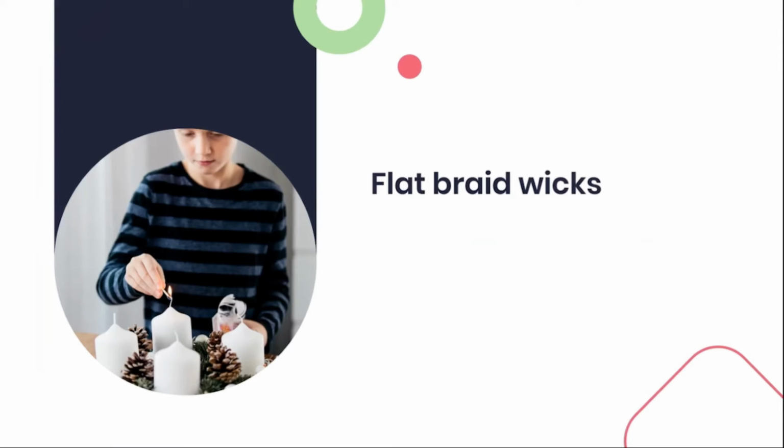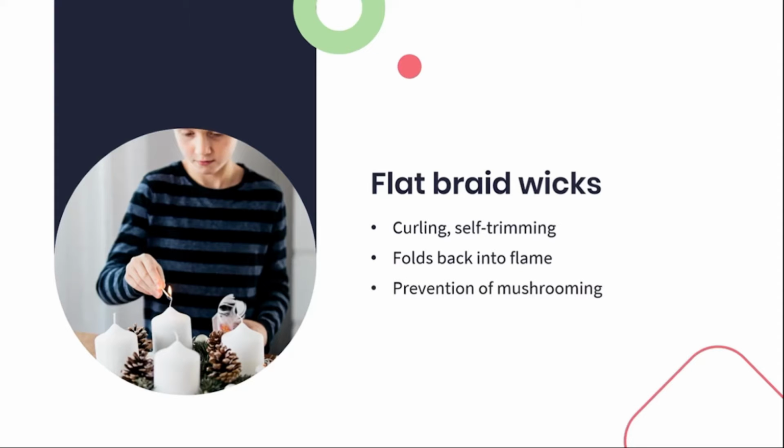Flat braid wicks will demonstrate a curling phenomenon that helps the candle in trimming its own wick. This isn't to say you shouldn't check your wick to see if it needs manual trimming, but what this curl creates is a scenario whereby the wick burns and then folds back down and back into the flame. The parts that have already burnt will fall off the remaining wick and can be removed from the wax. This special phenomenon also helps in the prevention of mushrooming of the wick.